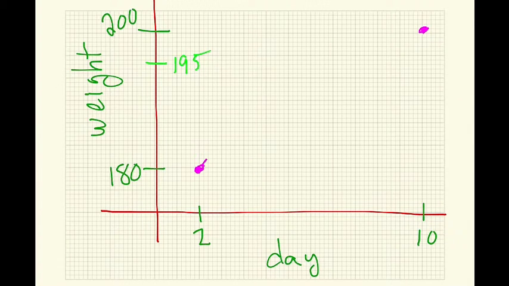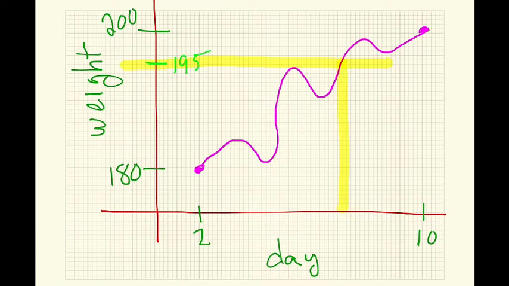You can think about it this way. If I start at 180 pounds on day 2, and my weight is going to go up, maybe it goes down, maybe it goes up really quickly. But if at the end I end up at day 10 at 200 pounds, somewhere along the line, at least once, maybe twice, I have hit exactly 195 pounds, and that means that somewhere between day 2 and day 10, I was exactly 195 pounds. Pretty straightforward, pretty obvious, intermediate value.